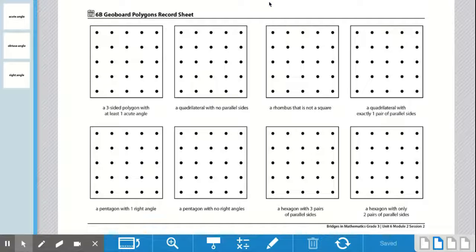Remember, the username is Johnson School, all lowercase, and the password is Johnson, all lowercase letters.